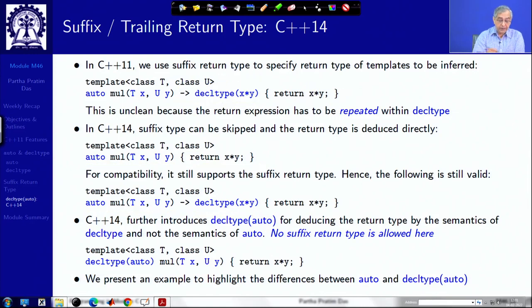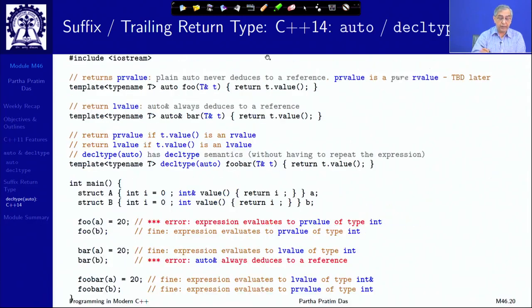C++14 introduces another feature, which is decltype(auto), right. So, you can write decltype(auto) also in place of just auto, but if you use decltype(auto), then you will not be able to write the suffix return type, because it does not need backward compatibility. decltype(auto) was not there in C++11. So, we will present a simple example to show what the difference is.